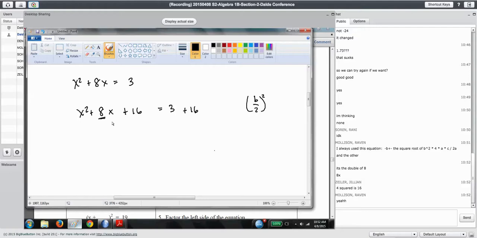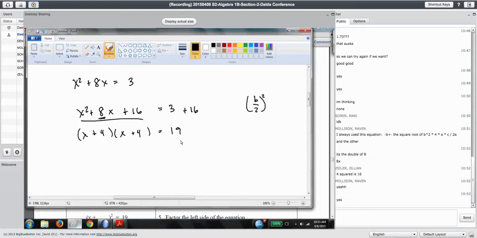All right. Now I can factor this thing over here. This becomes x plus 4, equals, and I'm going to deal with the stuff on the right side, it's just 19. Are we cool? Now this becomes x plus 4 squared equals 19. The left-hand side is x plus 4 times x plus 4, which is the same as x plus 4 squared.